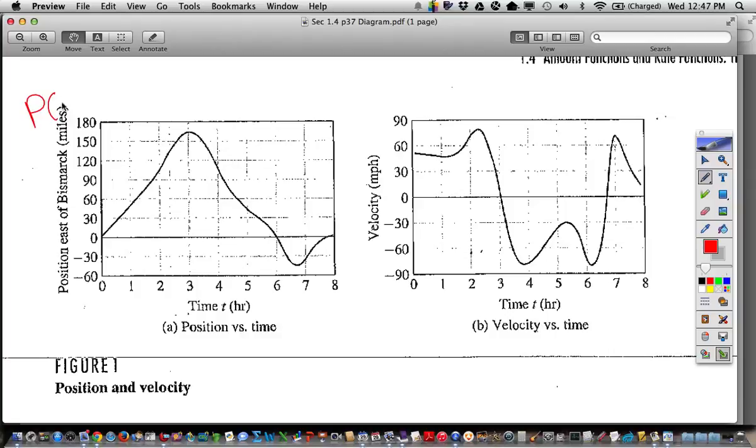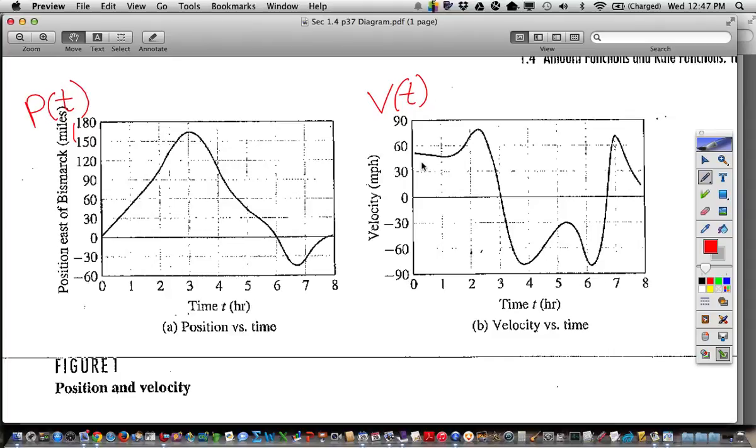P of t is going to be the position east of Bismarck in miles. You can see right there it says miles. This is going to be the velocity of the car, the eastward velocity of the car. Okay? Now, it's important we understand the terms position and velocity. This is different than distance and speed. Can somebody tell me the difference? Distance and speed, how are those two quantities different than position and velocity?